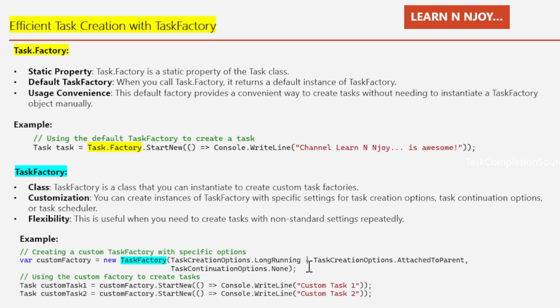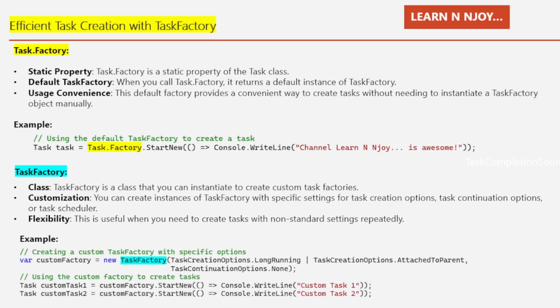And then what we need to do is use this custom factory to create a task. That's what I have written. Task customTask1 is equal to customFactory.StartNew, and here again I have written an action delegate in terms of a lambda expression, opening closing parenthesis goes to Console.WriteLine("Custom Task 1"). Similarly, I am creating customTask2. That's why I have written Task customTask2 is equal to customFactory.StartNew. Here also I pass an action delegate in terms of a lambda expression.